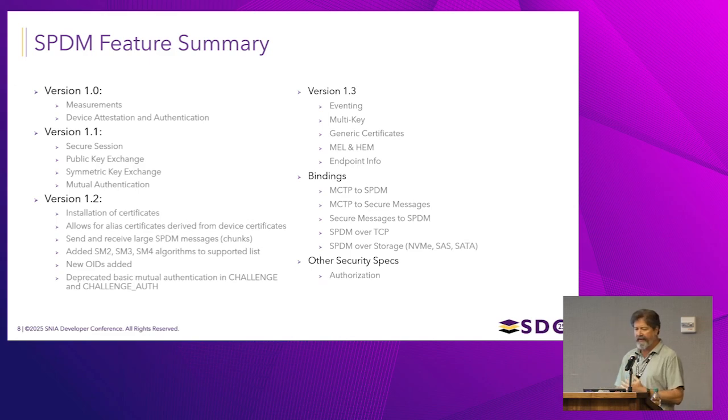We started out with MCTP to SPDM, which is the basic 1.0 measurements and device attestation in the SPDM protocol itself. And then, how do we do encrypted traffic? So we came up with a mechanism. You're actually using a different MCTP type. Once you started a secured message exchange and kicked it off, you're using an SPDM type that's a different MCTP type. Secure messages to SPDM is part of all of that as well.